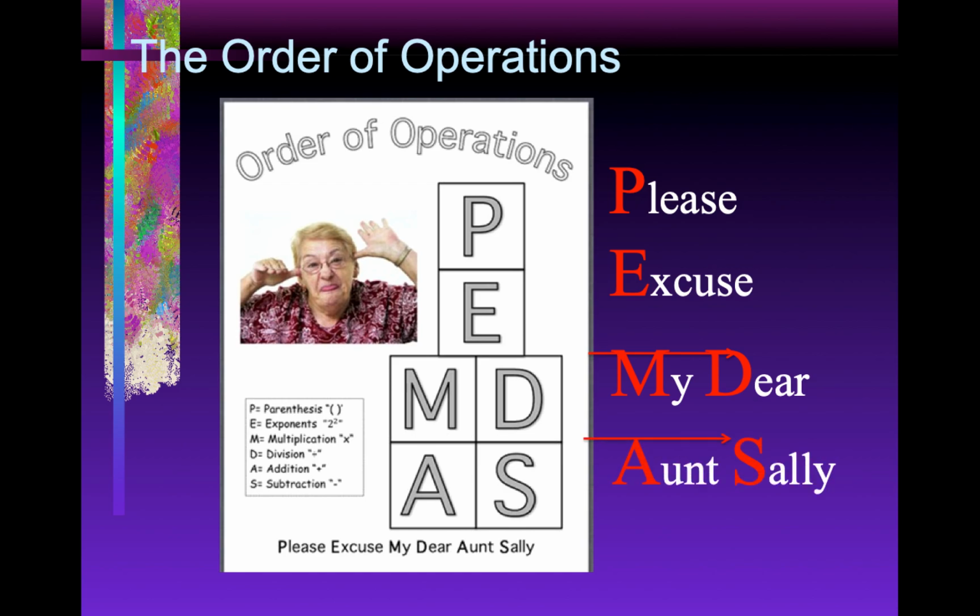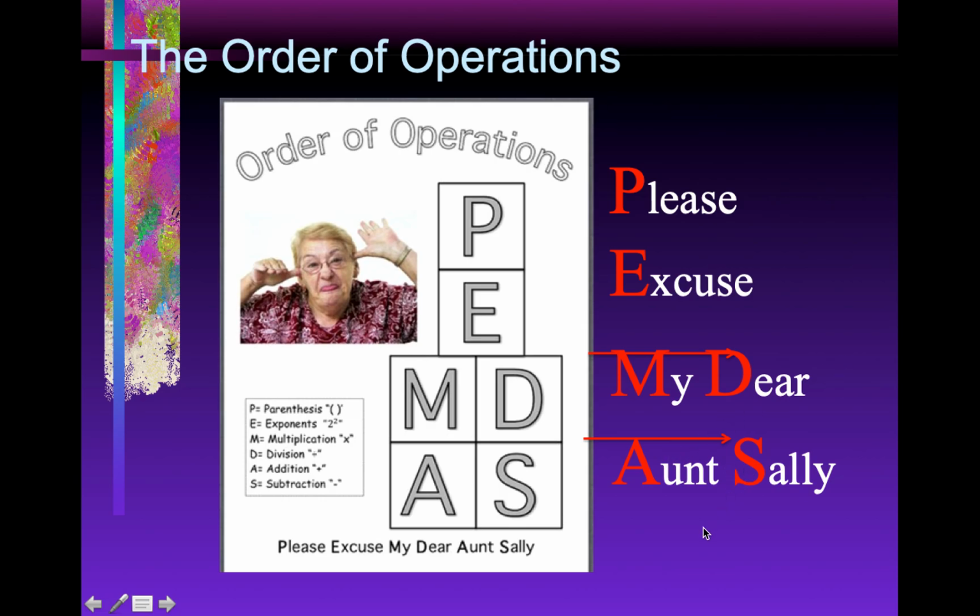And notice I said those together on purpose because multiplication and division are at the same level. And those I have to do in order. I don't have to do the multiplication and then the division. It depends on which one came first, okay? And same thing for addition, subtraction. So that's the sentence, and that's how my dear Aunt Sally is going to help you. By remembering this sentence, please excuse my dear Aunt Sally, you're going to remember the order of operations. Parentheses, exponents, multiplication, division, addition, subtraction.